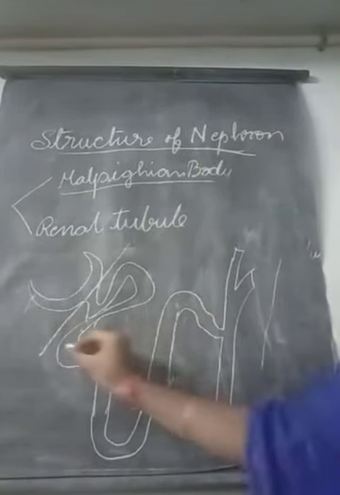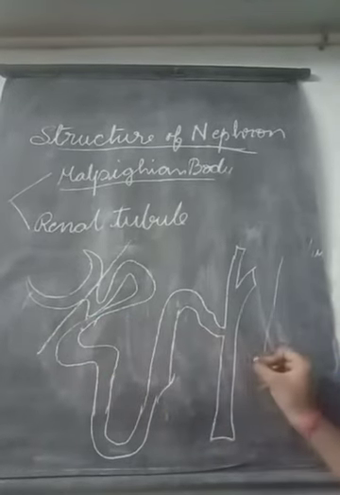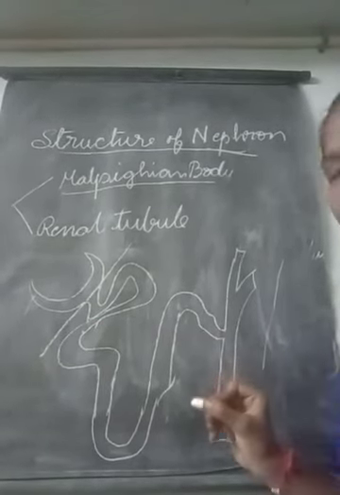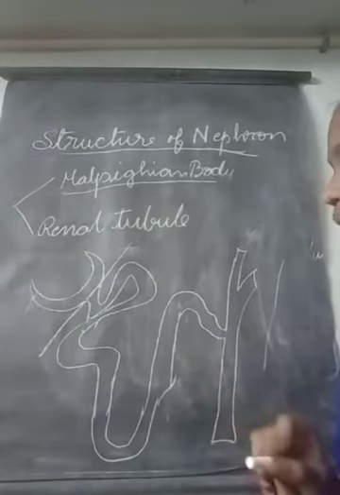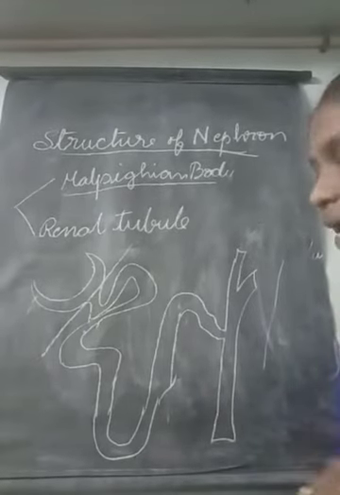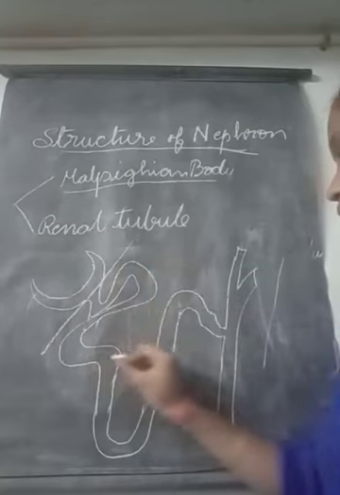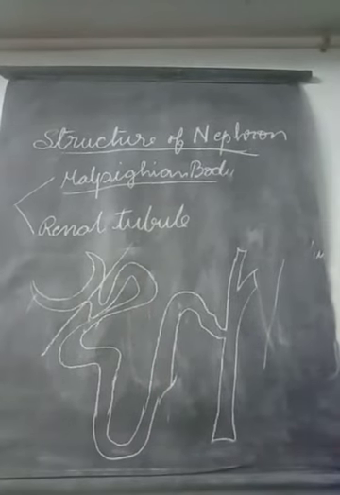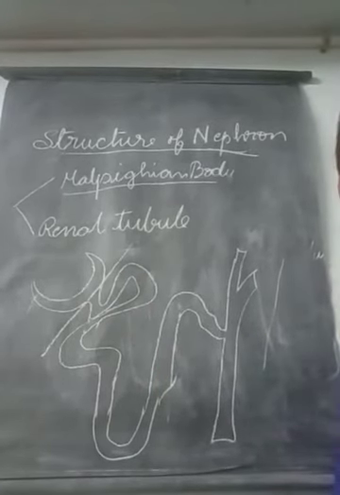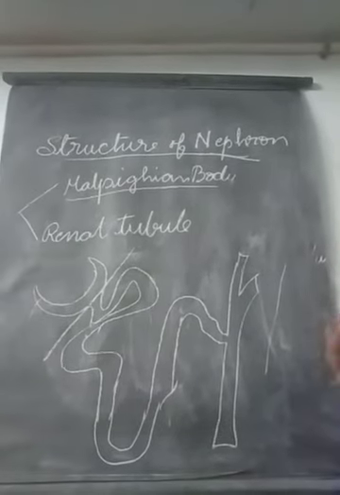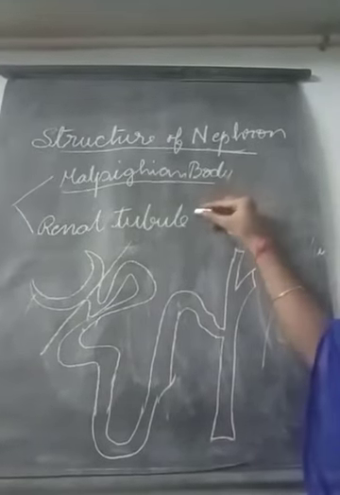This particular part is called the renal tubule. Renal means related to the kidney. Tubule means a long tube-like structure. The renal tubule contains majorly four parts.